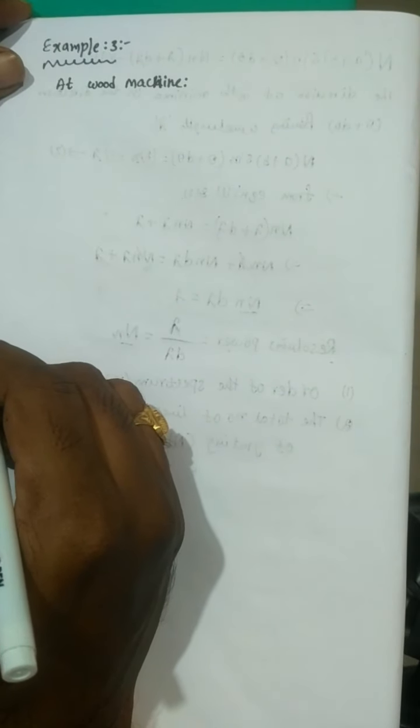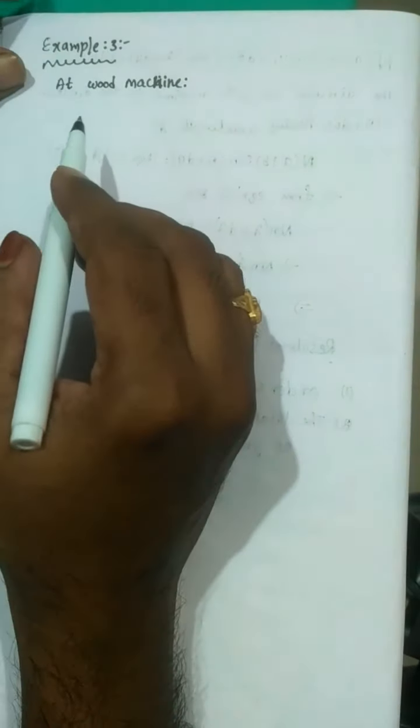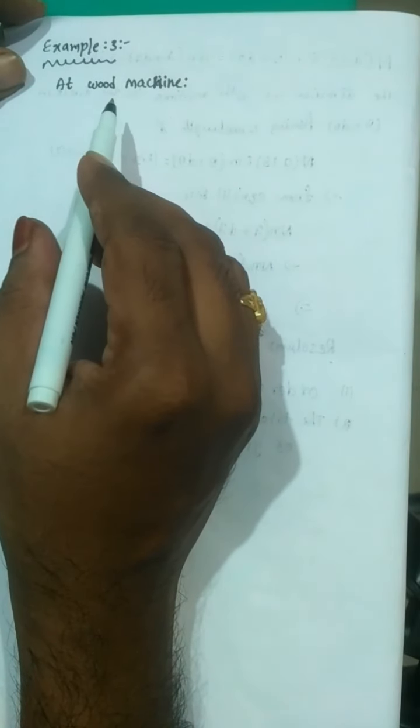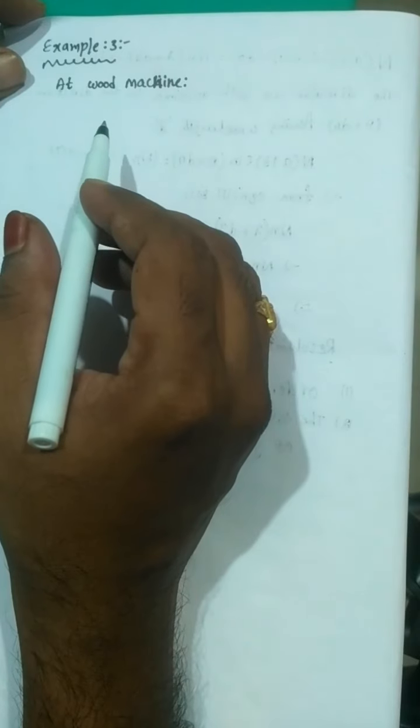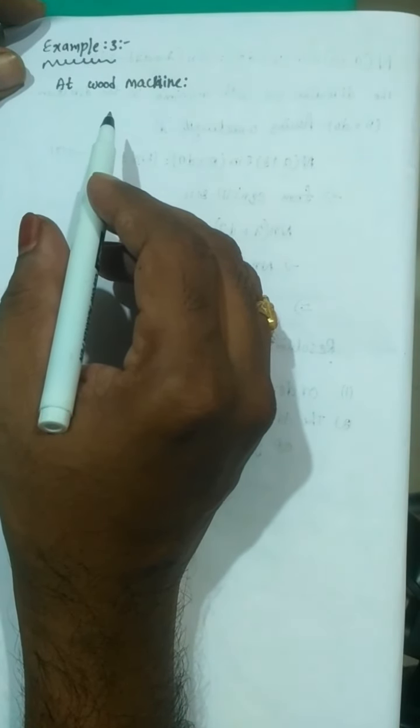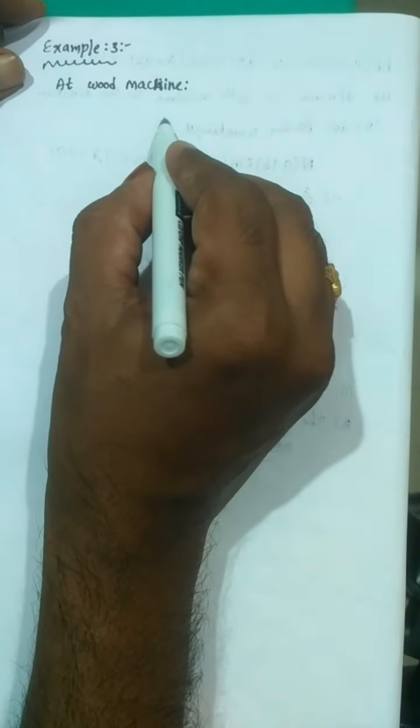Our concept is the Atwood machine. This example we are going to discuss is to prove Newton's laws of motion. Atwood used this system to verify Newton's laws of motion. The Atwood machine consists of two masses.